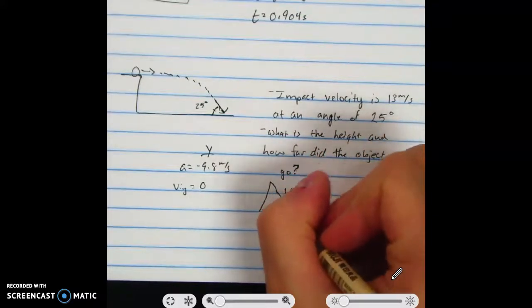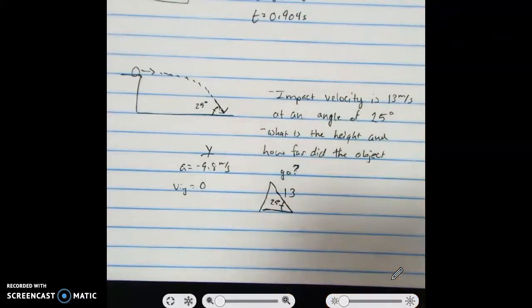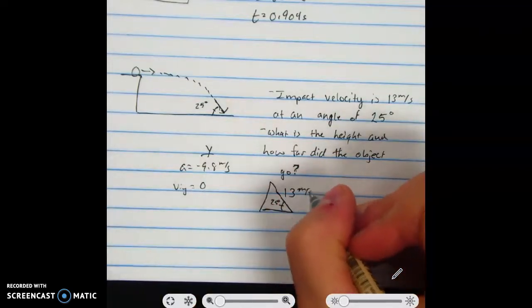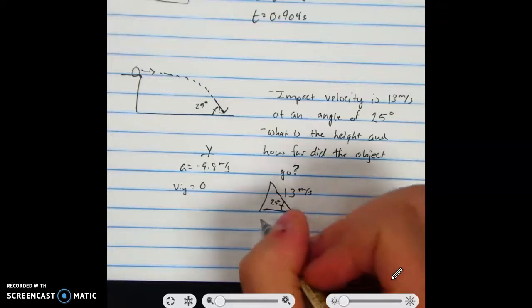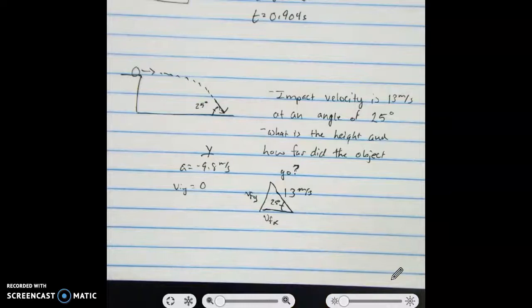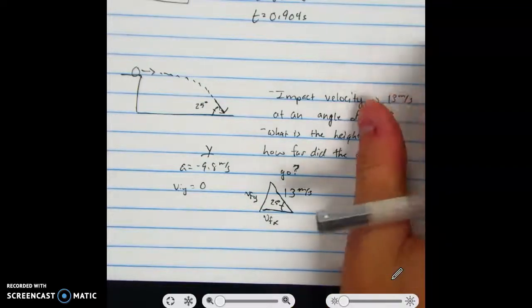This is 13. This is 25 degrees. If we use this information, we can find our v final x and our v final y. We can find those two pieces of information. So this is where we're going to use our SOHCAHTOA.